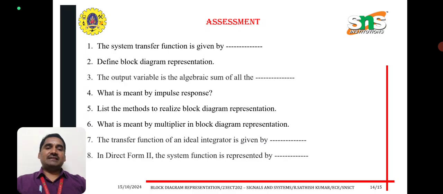What does it mean by multiplier in block diagram representation? To multiply the signals. When X(s) is multiplied with K, it produces the output Y(s) is equal to K into X(s).